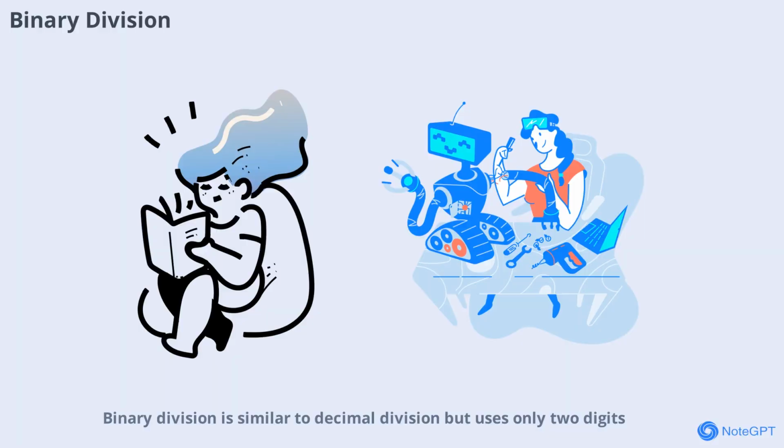Binary division is similar to decimal division but uses only 2 digits. The process involves repeated subtraction and is used in digital circuits for arithmetic operations. Understanding binary division is important for designing efficient algorithms and hardware.